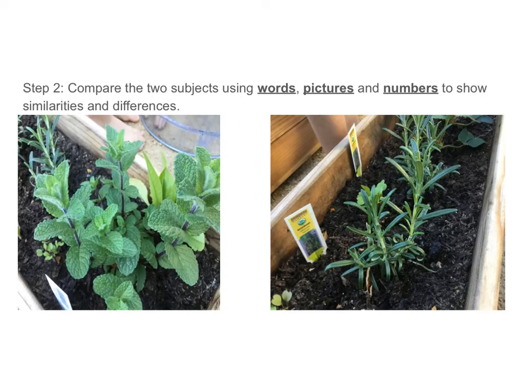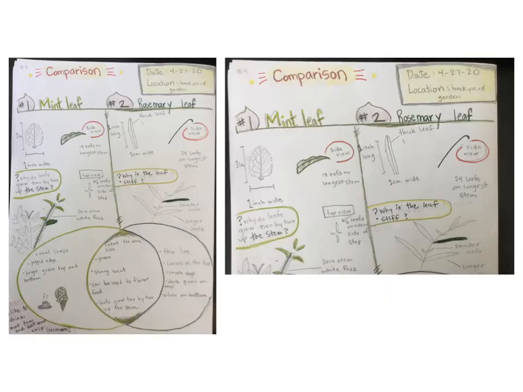Step 2. Compare the 2 subjects using words, pictures, and numbers to show similarities and differences. Here is an example of my journal page. The image on the right shows a T-chart. The mint leaf drawing, words, and numbers is on the left, and the rosemary leaf drawing, words, and numbers is on the right. I've also circled questions that I had to make them pop out. You'll also notice I included the date and location at the top of my journal page. At the bottom, I included a Venn diagram.